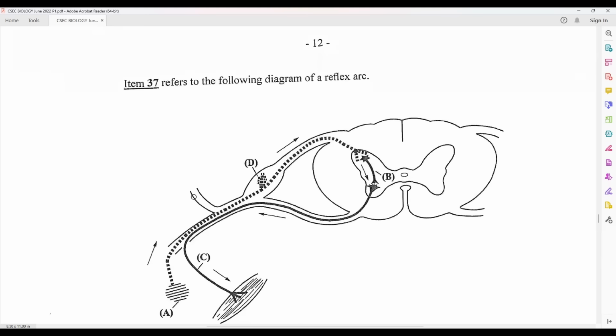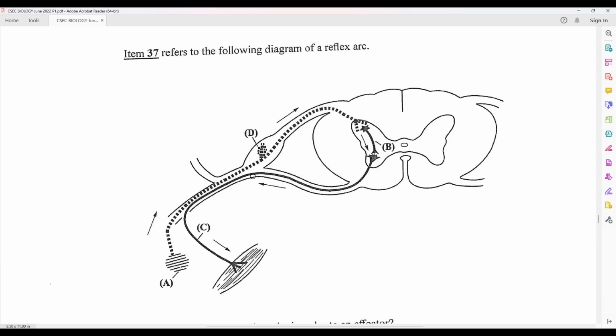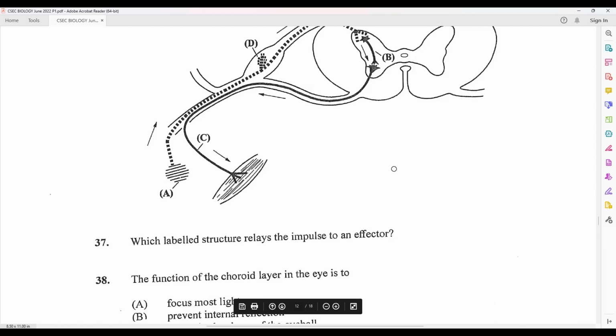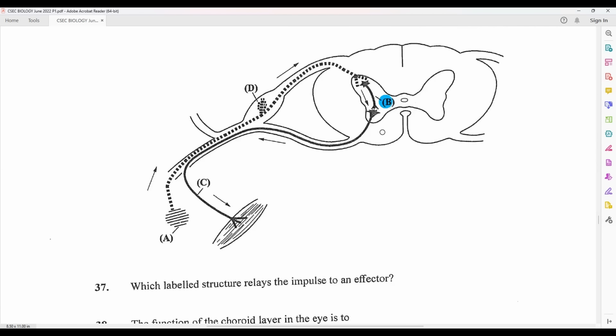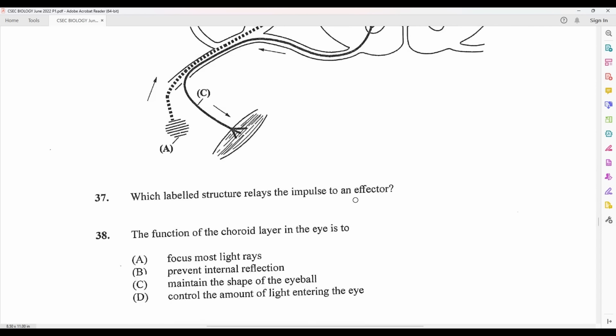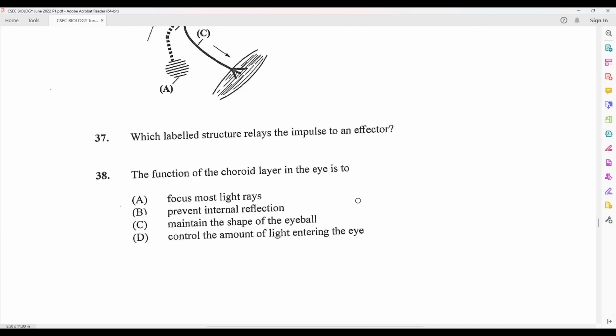Item 37 refers to the following diagram of a reflex arc. We have A, B, C, and D. Which labeled structure relays the impulse to an effector? And we have B, which is literally named relay. All right, so 37 is B. 38, the function of the choroid layer in the eye is to prevent internal reflection.